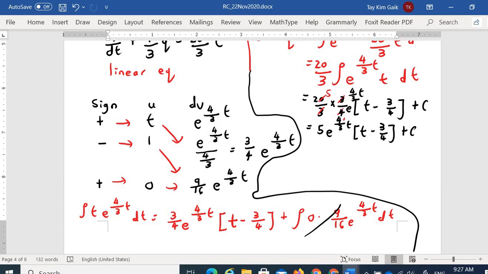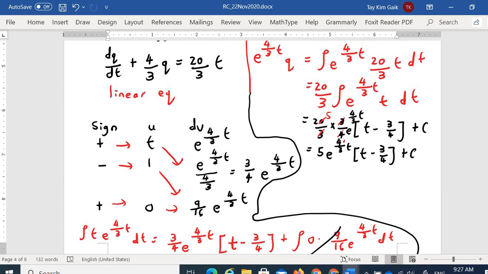And remember this one is not q. This is e^(4/3 t) times q. That's why for q, you divide both sides by e^(4/3 t). So this one divided by the exponential term cancels. You get 5t minus 3/4. c divided by e^(4/3 t) becomes c e^(-4/3 t).